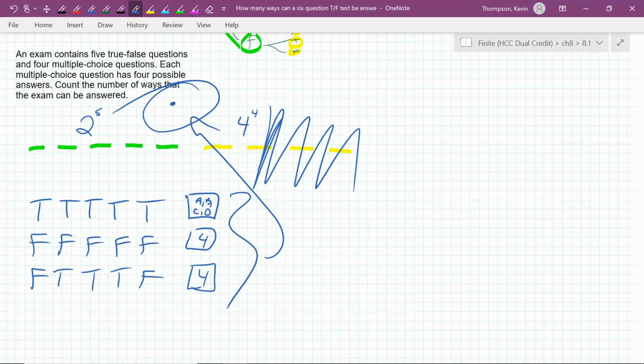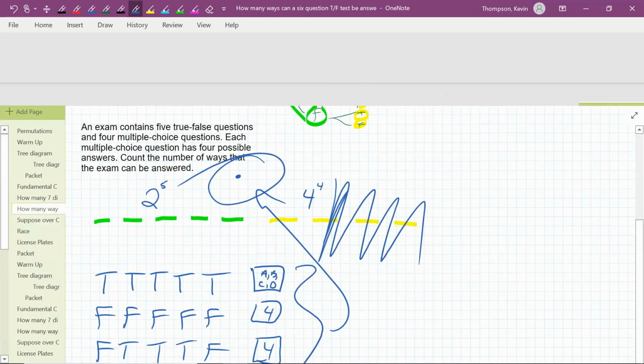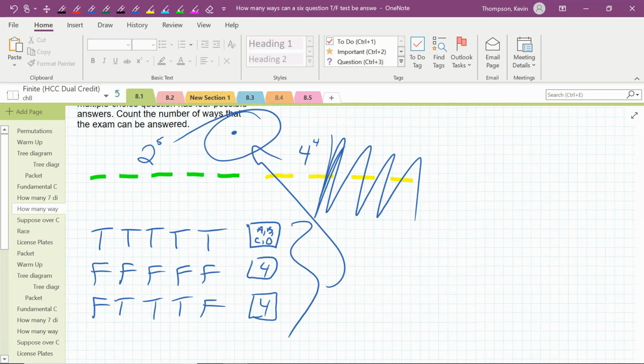Let me say one other thing and then we'll go on. Isn't the multiple choice questions also independent from the true false questions? Right? Like they're independent, so shouldn't we multiply then those values? It's that same thought. Okay? All right, let's look at how this can change and do something a little bit different. Again, thinking about the notion of ways.